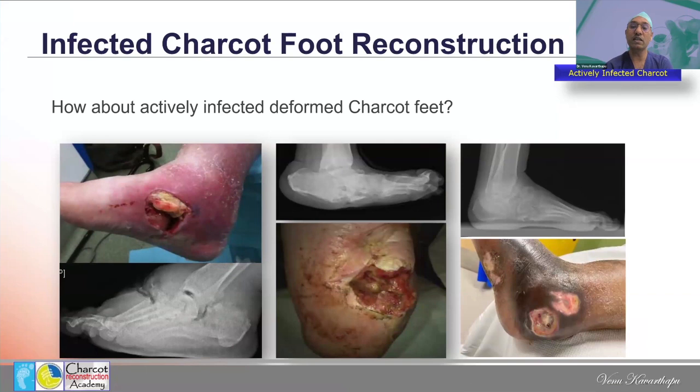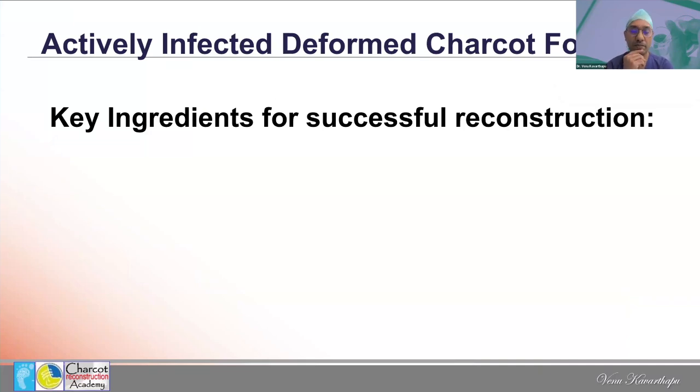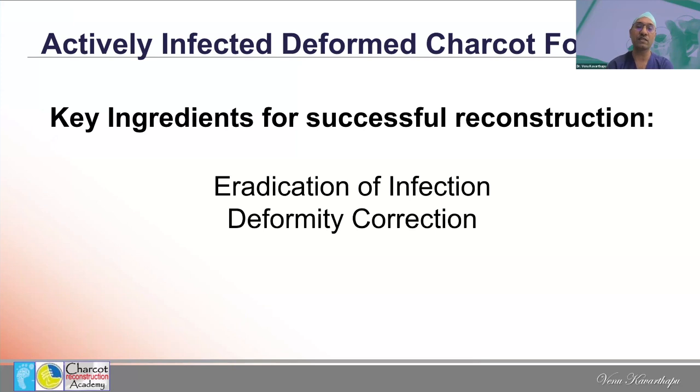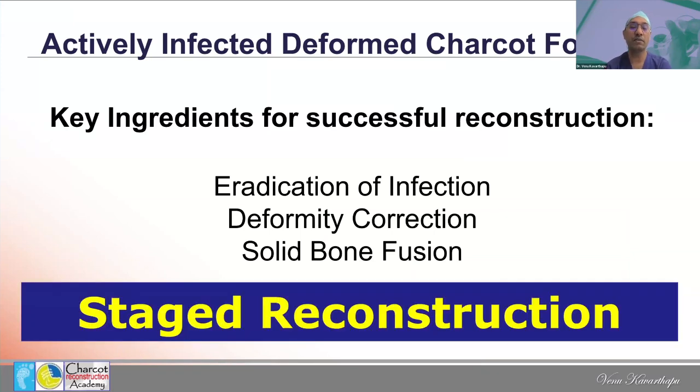So in our unit, until about 12 years ago, actively infected Charcot reconstructions were initially managed in a frame external fixation, but we had failures even in external fixation, so those were amputated. However, we have developed a program of reconstruction for these too, but the key ingredients for achieving a successful reconstruction are to eradicate or clear that infection first, and then achieve the deformity correction and solid bone fusion or stable fibrous union. So that requires a staged reconstruction.